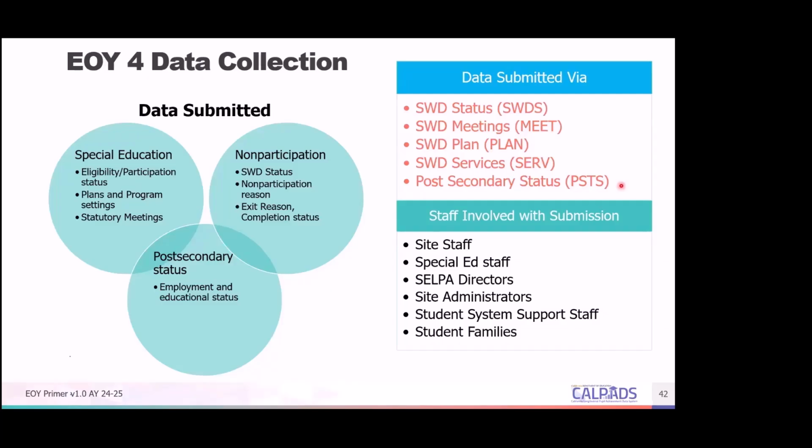Again, it's essential for an early start and a successful finish to End of Year 4 that you identify and establish relationships with the staff involved in the submission as early as possible. For End of Year 4, this does include your school site staff, your special education staff, your SELPA directors, site administrators, student system support staff, and particularly in End of Year 4, this is true, your student families.